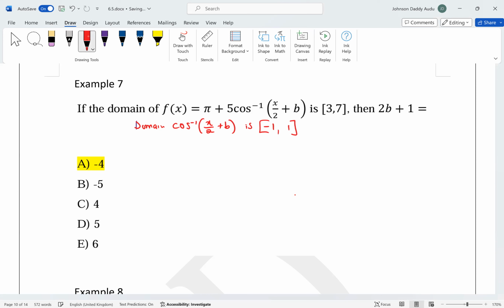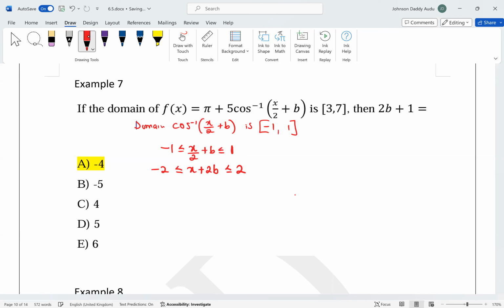This is always true, so it doesn't matter what is here. This domain is going to be this. So it simply means that x over 2 plus b has to be between minus 1 and 1, right? And then you can multiply both sides by 2. So this is minus 2 less than or equal to x plus 2b less than or equal to 2. We just multiply through by 2.